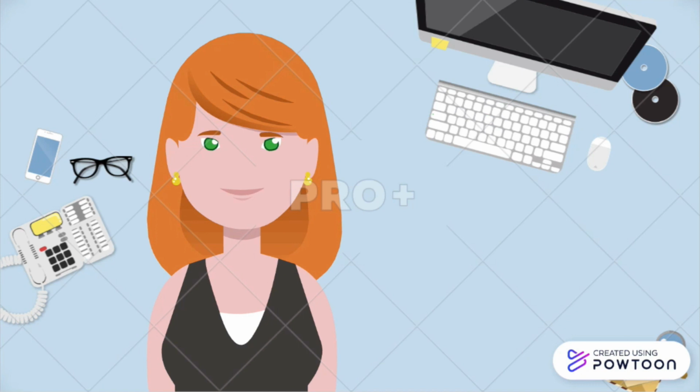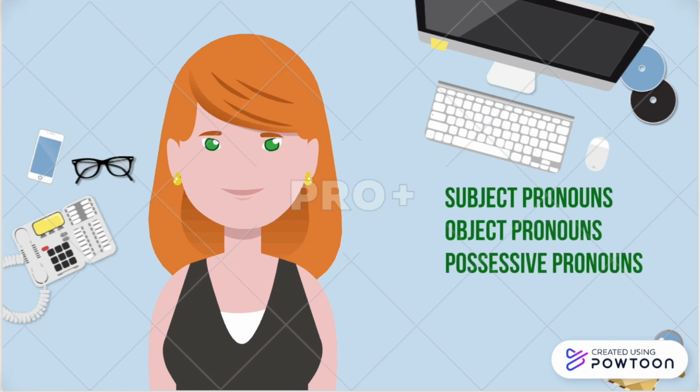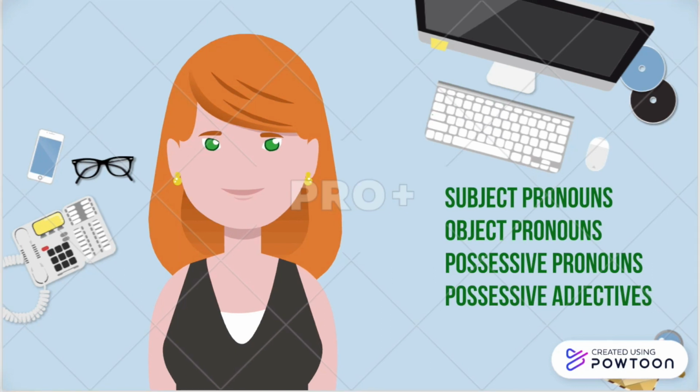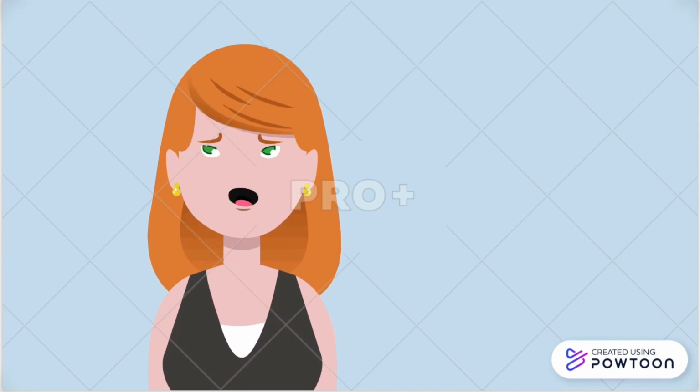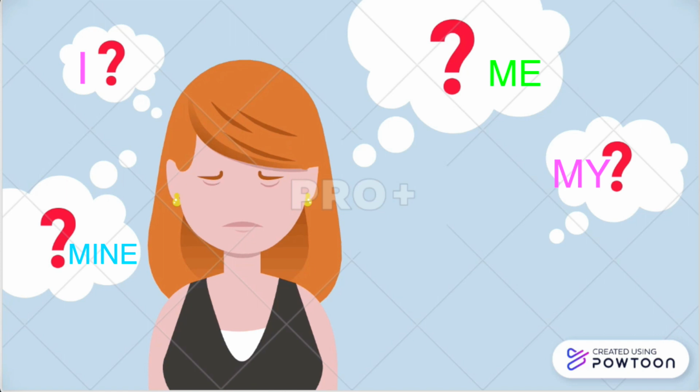In today's lesson, we're gonna learn different types of pronouns, namely subject pronouns, object pronouns, possessive pronouns, and we'll also look at possessive adjectives. Pronouns are essential words in spoken and written English as they help us avoid repetition, but they can be a bit confusing at times. So, why do we use pronouns? We use pronouns instead of using the same words or groups of words again and again because we don't want to be boring or repetitive.